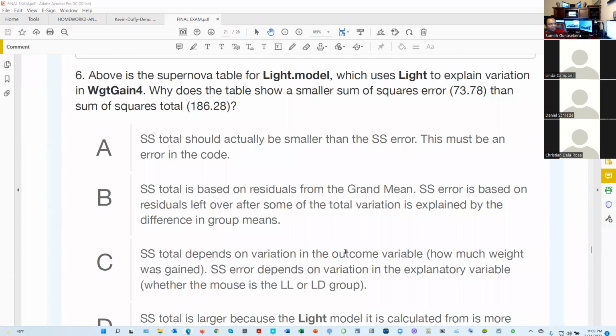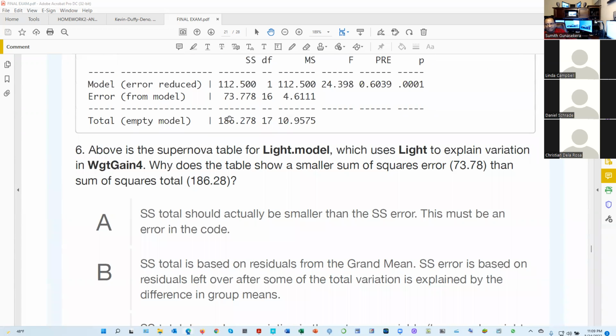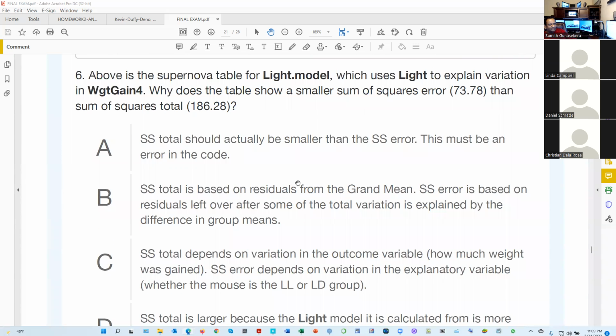And on the other hand, sum of squared total is based on the residual from the grand mean. Total is based on the grand mean. You know that one. If you're going to calculate total, how will you calculate? Y minus Y bar, the grand mean. SS error is based on what? The residual leftover after the total variation is explained by the difference in group means. Total should actually be smaller than SS error? This must be an error in the code? No.